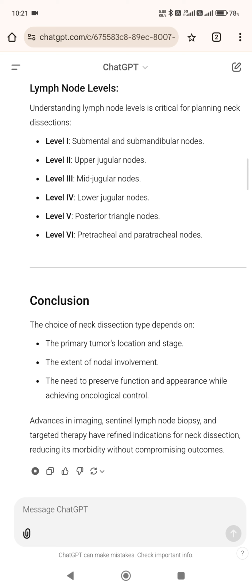Conclusion: the choice of neck dissection type depends on the primary tumor's location and stage, the extent of nodal involvement, and the need to preserve function and appearance while achieving oncological control. Advances in imaging, sentinel lymph node biopsy, and targeted therapy have refined indications for neck dissection, reducing its morbidity without compromising outcomes.